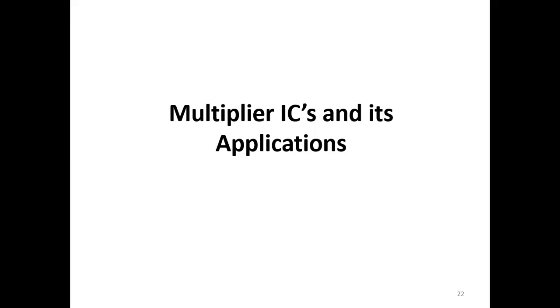Last class we discussed the basics of analog multipliers and different analog multiplier models. In this chapter, we are going to discuss multiplier ICs and their applications. The multiplier is defined as an integrated circuit, that means it is considered a monolithic IC. Using these ICs, we will discuss how we can implement the applications.